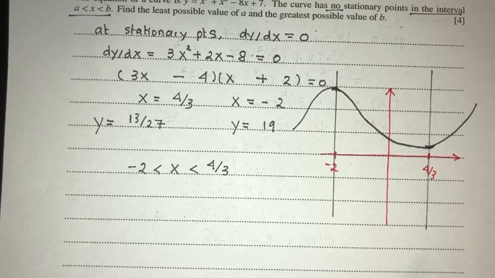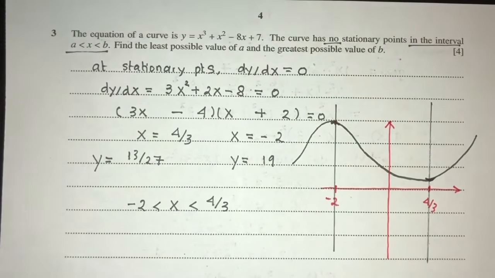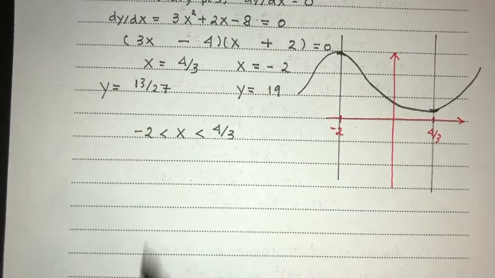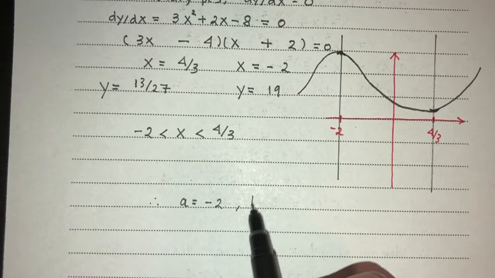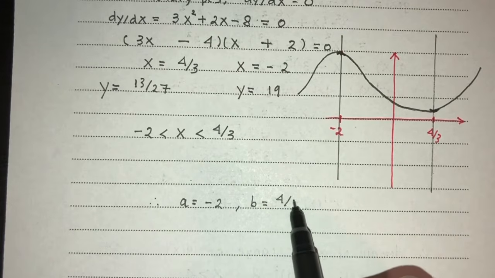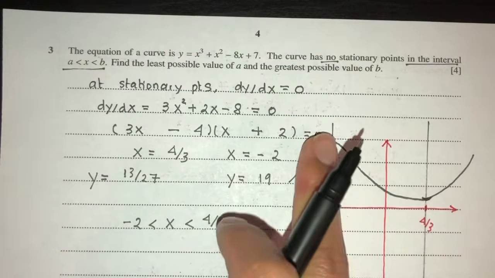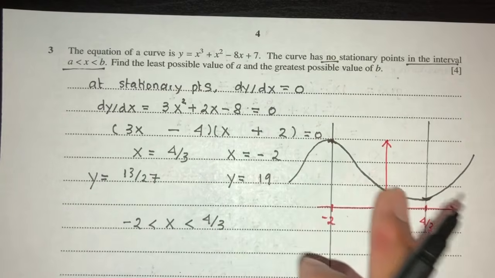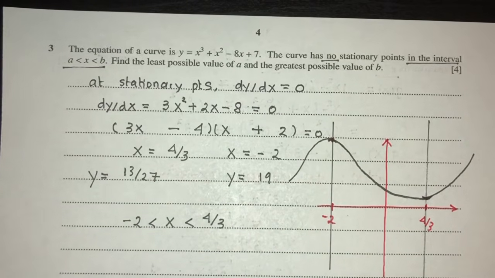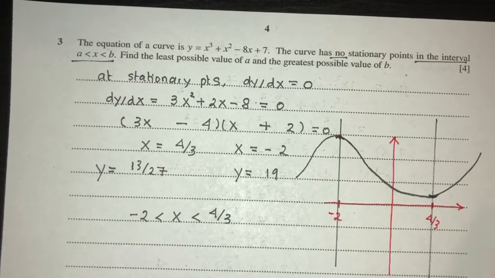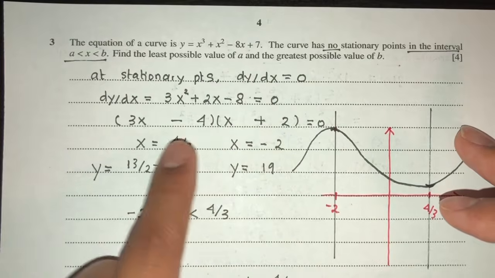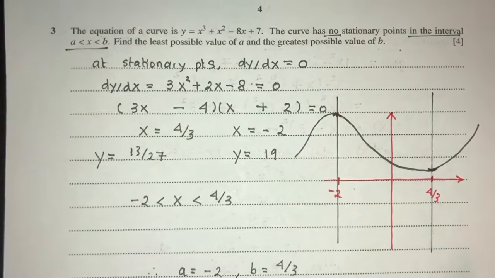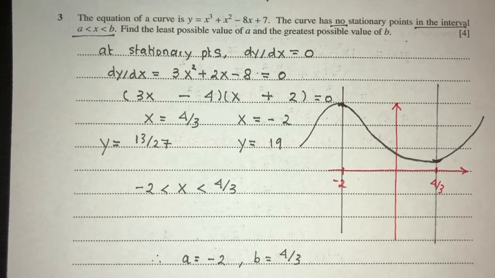So that's how you find your values for A and B. In this case, A has to be minus 2 and B will be 4 over 3. According to the diagram, between those two regions, there's no stationary points. And that's how you find the interval as required. So this is just to understand what's happening, but usually we have to use this technique to find those 2 points, and from those two you can see where the range is, where the domain is, where there's no stationary points.